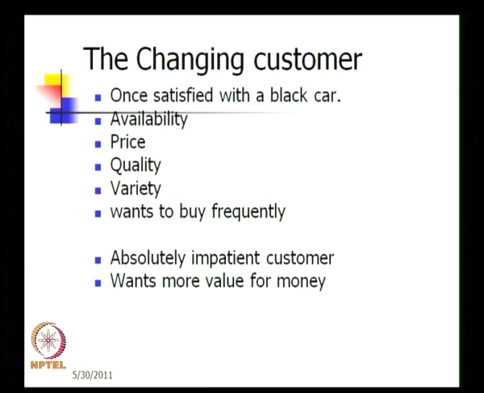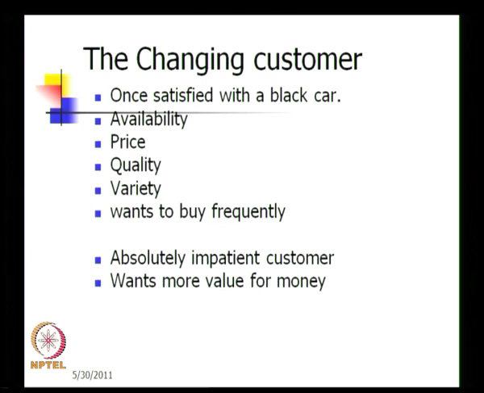So whatever the customer requires, manufacturing should be able to provide so that they maximize their profits. Now let us understand how the customers' requirements have changed over a period of time. The first bullet, which talks about the customer once satisfied with a black car, explains the origin of manufacturing and indicates that the customer was able to take what was given to them, which talks about the black car that came in the early 20s.